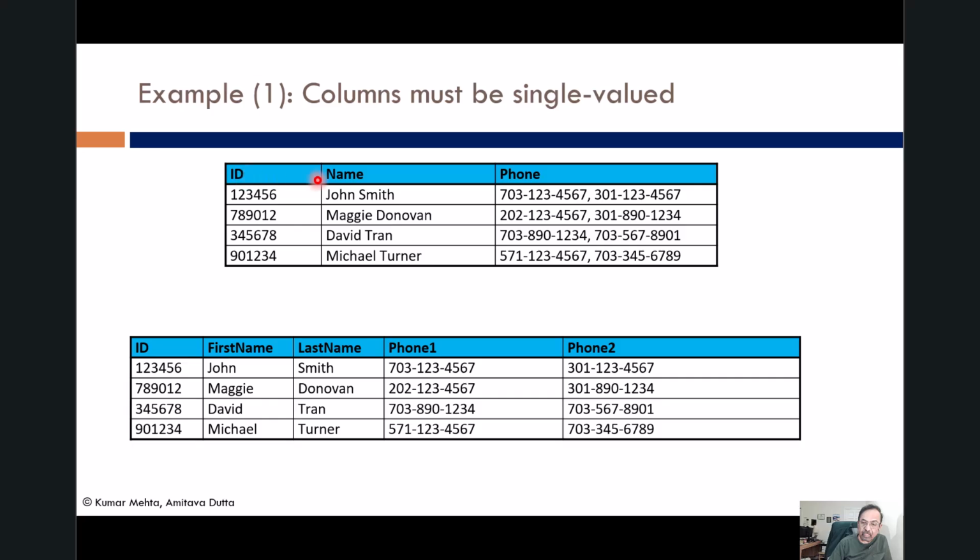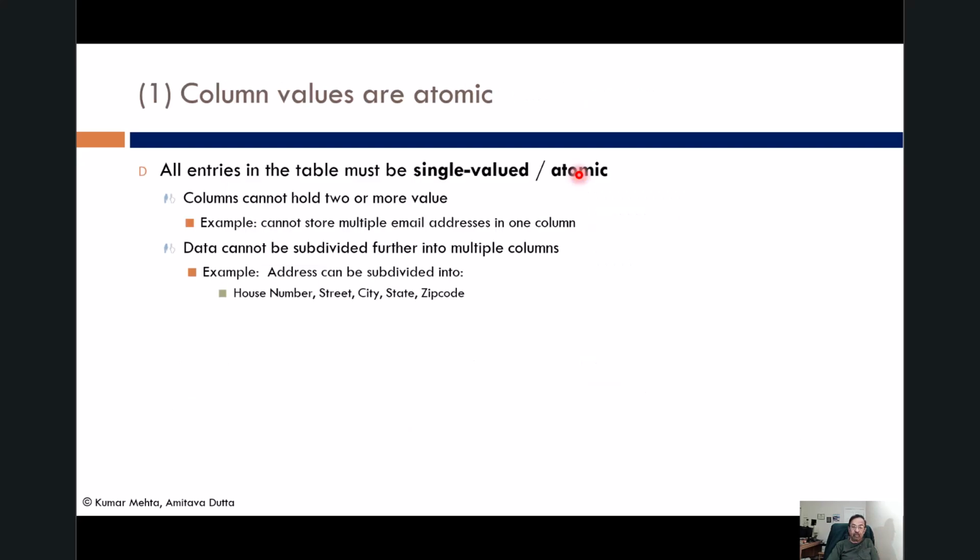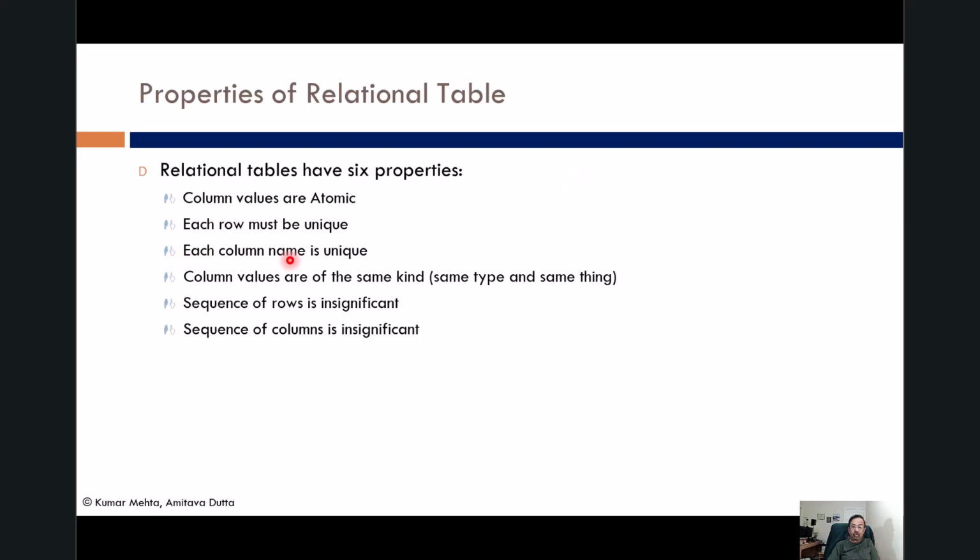So let's take a look at this first table, a specific example. Here's a table with 3 columns. You can see that the names of the 3 columns are distinct. You can't have 2 columns with the same column name. That's one of the requirements: each column name must be unique.